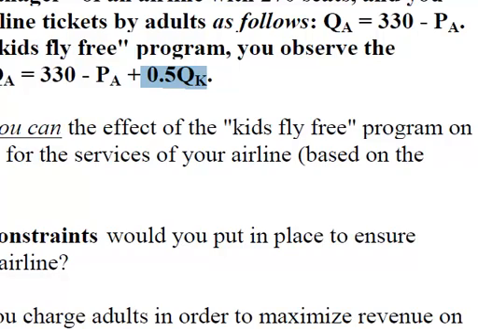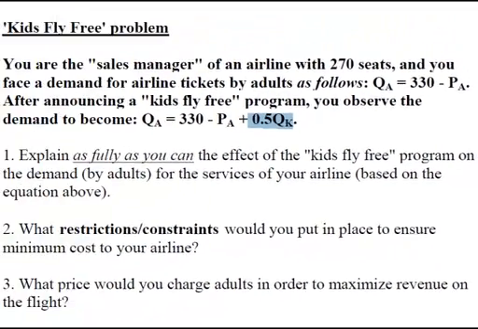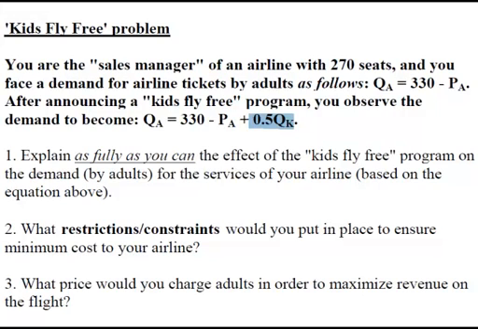So we notice the demand for adults will have the added impact from the Kids Fly Free program in that adults will be more likely to travel on this airline because of this particular program. The coefficient of 0.5 on the QK variable can be interpreted as saying that a family with 2 kids would increase their demand on this airline by 1 adult.